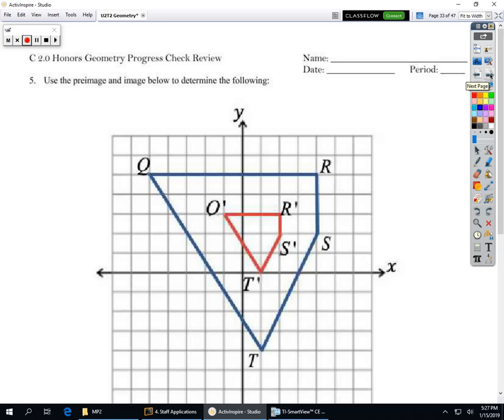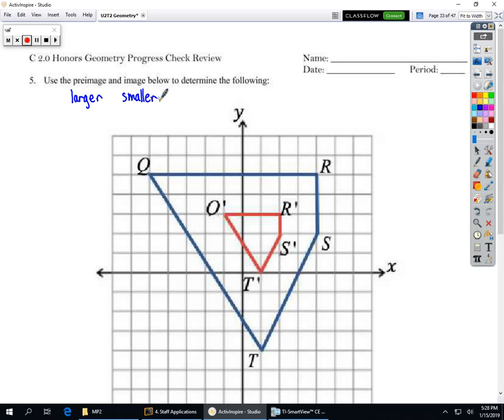Alright, this is where the dilations come in. Use the pre-image and image below to determine the following. First, I need to figure out which one is which. Where's the pre-image, the bigger or the smaller one? The pre-image is the one that is larger. This is because it doesn't have the little apostrophes. It doesn't have the primes. So the ones with no primes are pre-image. The ones with primes are the image. So that's the smaller one.